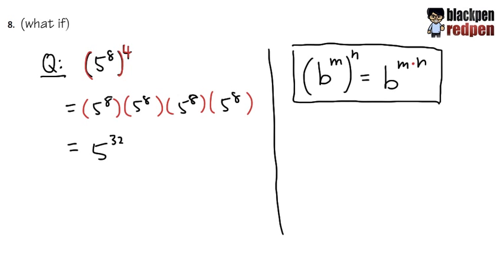So another way to look at this question, when we have 5 to the 8th power in the parentheses, and then raised to the 4th power, all we need to do is the 8, and then we multiply by the other exponent, which is the 4 right here. And as we know, 8 times 4 will be 32, and that will be the new exponent for the 5. 5 to the 32 power. That's it for this question.